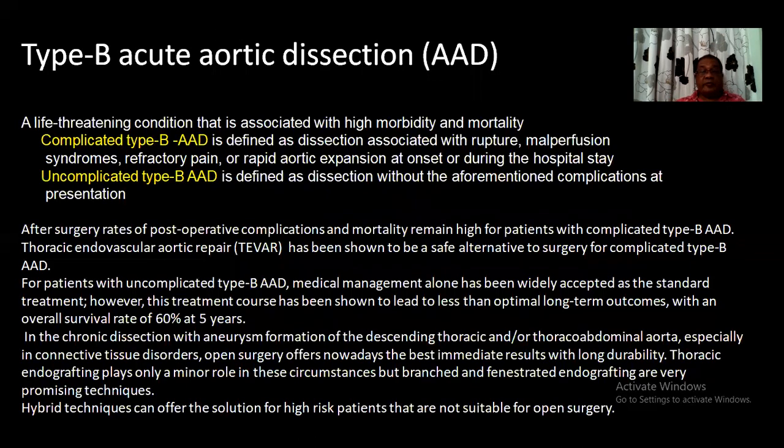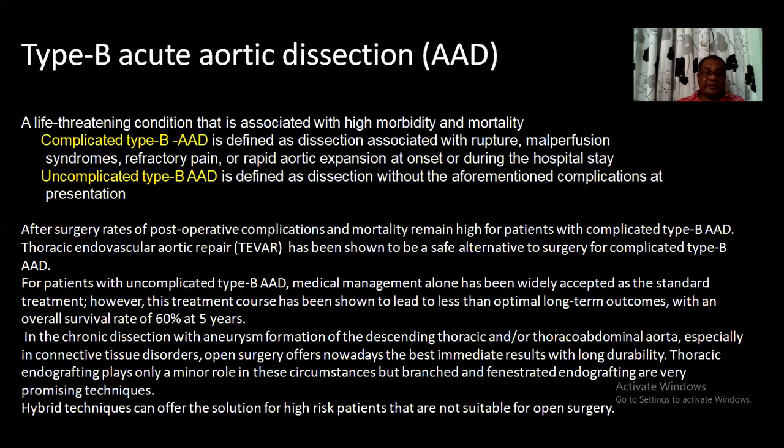In type B acute aortic dissection, when it is less than 14 days, it is a life-threatening condition that is associated with high morbidity and mortality. Complicated type B acute aortic dissection is defined as dissection associated with rupture and malperfusion syndrome, refractory pain, or rapid aortic expansion at the onset or during the hospital stay. Uncomplicated type B acute aortic dissection is defined as dissection without the aforementioned complications at the presentation.